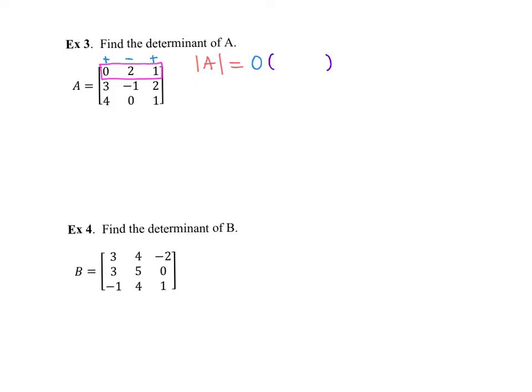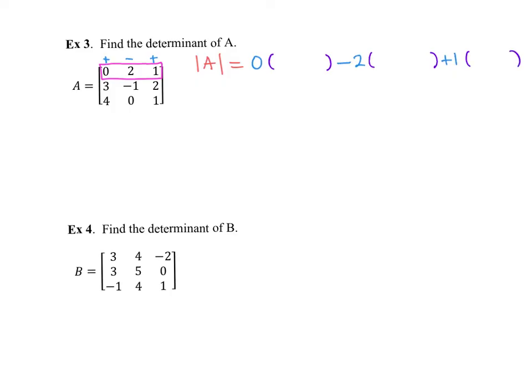The next entry along that row is a 2. It's going to be a minus. I'm going to make it a -2, or the opposite sign of what the entry is. And then I'm going to multiply it by the minor. And then for the last entry, I have a 1. I'm going to make that +1, and I'm going to multiply it by the minor.